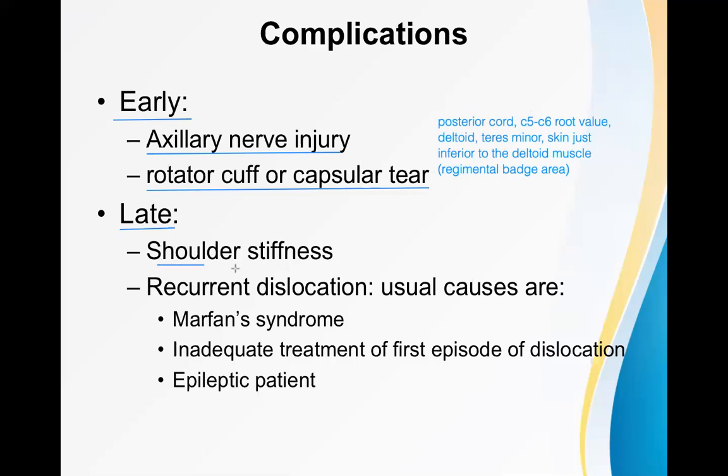Shoulder stiffness is one of the least complications, especially if the person doesn't go for physiotherapy. After we relocate the joint into its original site, the person should take a few weeks of rest, and after that, active range of motion should be started. Otherwise, there would be stiffness of the shoulder joint. Sometimes the person will suffer from recurrent dislocation, and these are the usual causes for that.